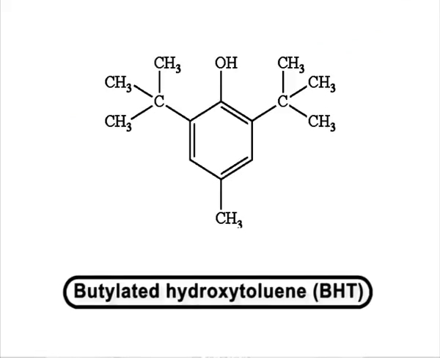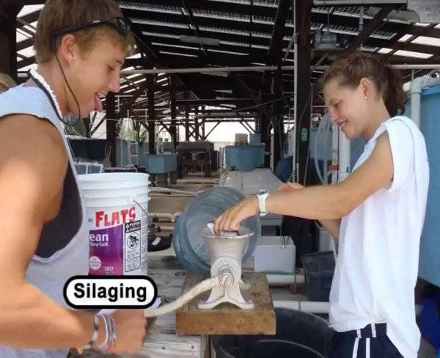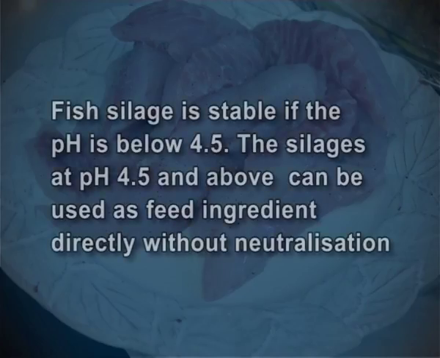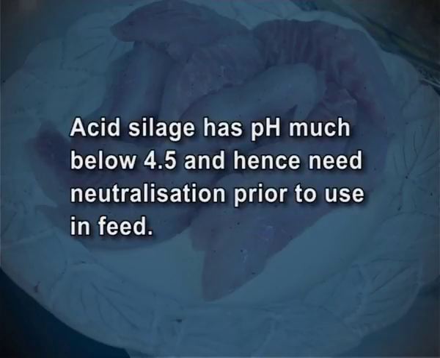Antioxidants such as butylated hydroxytoluene (BHT) or ethoxyquin may be incorporated in the silaging mixture to prevent and minimize oxidation of fats. Silaging also promotes oil separation, and heating and pressing the material may not be necessary. Fish silage is stable if the pH is below 4.5. The silages at pH 4.5 and above can be used as feed ingredient directly without neutralization.